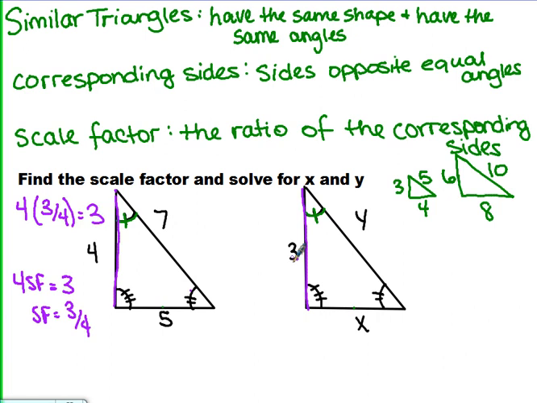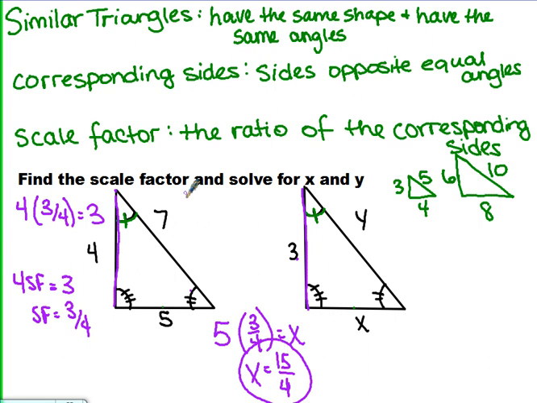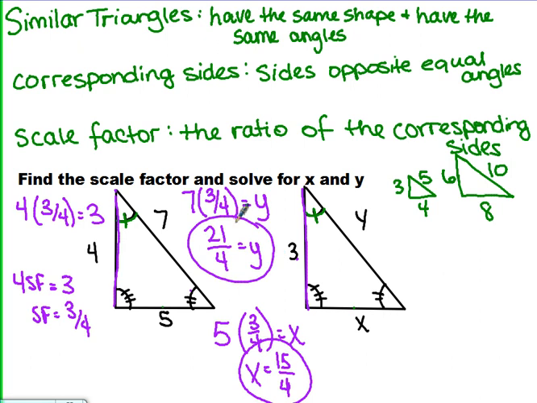So in order to find x, I'm doing 5 times the scale factor. Well, the scale factor is 3/4. So we do 5 times 3/4, which will give us x, which means that x is equal to 15/4. And you can keep these as improper fractions. In order to solve for side y, we're doing 7 times the scale factor. 7 times 3/4 gives us y. 7 times 3 is 21 over 4, and that gives us the missing side y. So that's scale factor in order to solve for missing side. We're going to do it a different way in a few lessons, but we need to know what scale factor is first.